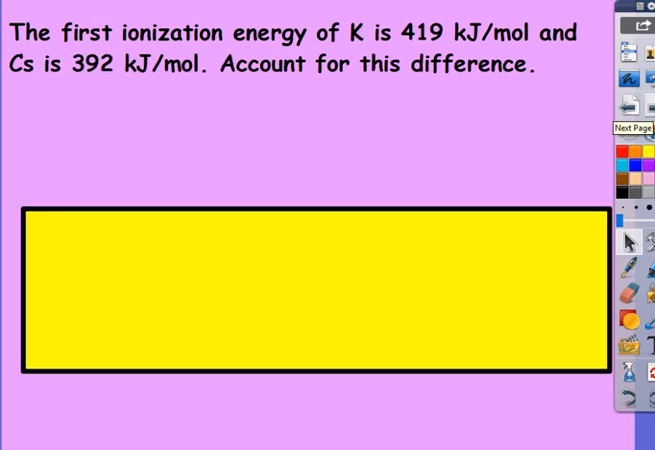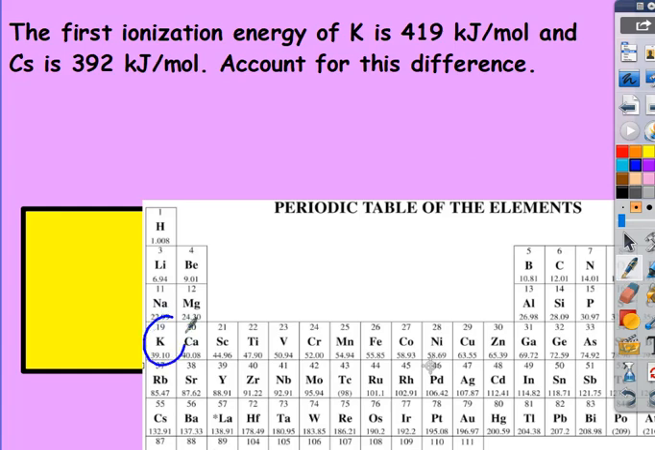So on this one, we're comparing potassium and cesium, which are both in group 1A. So there's potassium and there's cesium. Go ahead and pause the video after writing your response for this one.